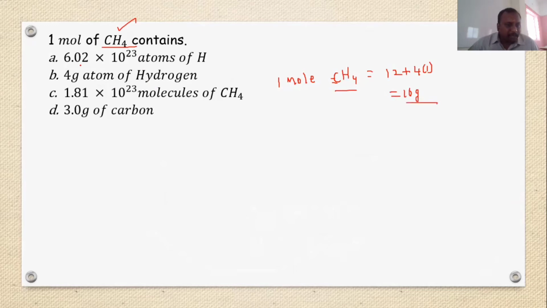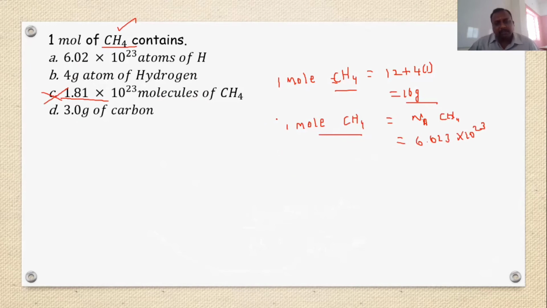But in the options, 16 gram kuduthala. Next, 1 mole of a molecule should be equal to the Avogadro number of molecules. Appo 1 mole of CH4 should be equal to Avogadro number of CH4 molecules. So Avogadro number of CH4 molecules kudukala. Here they have given 6.81. That is wrong, because actually Avogadro number is 6.023 into 10 to the power 23 molecules of CH4. அது வந்தாதான் கரெக்ட். இங்க வந்து 1.8 கொடுத்திருக்காங்க. That is wrong.